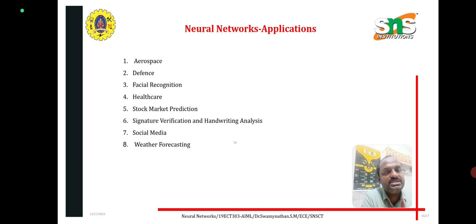The applications of neural networks are first aerospace and defense, that is DRDO, facial recognition, healthcare applications, stock market predictions, signature verification, and handwriting analysis. Based on handwriting, we can predict human characters and behaviors. Also social media and weather forecasting. These are all the best applications for neural networks.